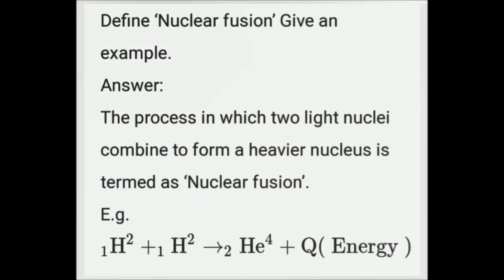Define nuclear fusion. We know that fission is splitting up. Fusion means combining. The process in which two light nuclei combine to form a heavier nucleus is termed as nuclear fusion. Here, 1H2, that is deuterium, two lighter deuterium nuclei combine together to form alpha particle 2He4 plus some amount of energy.